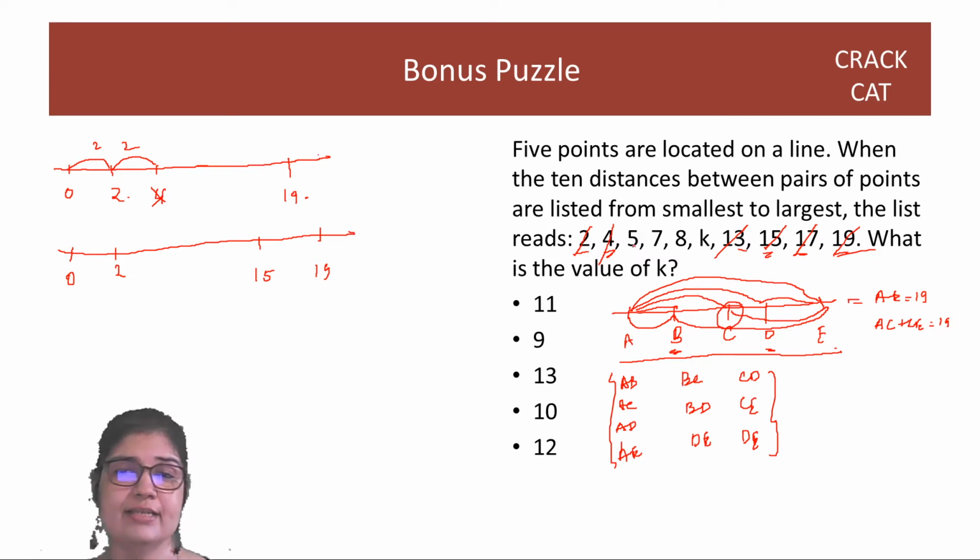Two distances that add up to 19. So either 5 with 14, or 7 with 12, correct? Or it will be 8 with 11. So out of the options, right, you are looking at 11 or 12 only.